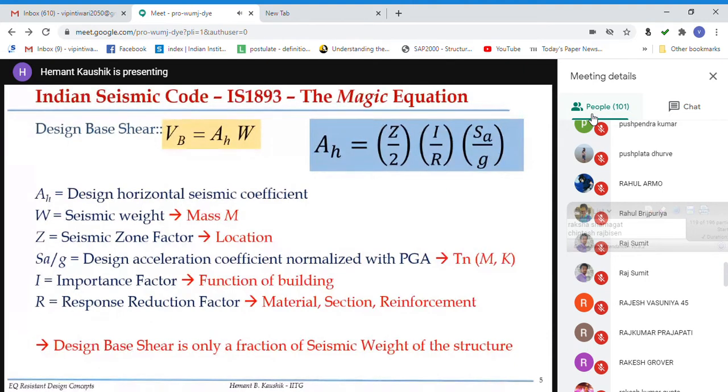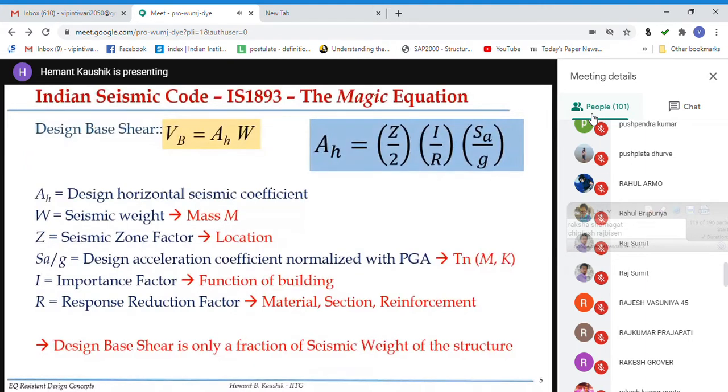And if you remember the previous slide where I said that this design base shear is only a fraction of the actual earthquake force acting on the structure, right? So this AH will be anywhere between 0.07 to 0.15, 0.16, depending on all these parameters. So that means 0.07 times the weight, or 0.15 times, 0.18 times the weight. Okay, so that means you have to design the structures for only 7%, 8% to maybe 15% or 18% of the weight of the structure, right? So this is very interesting.